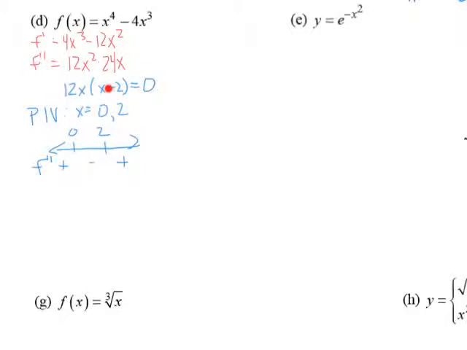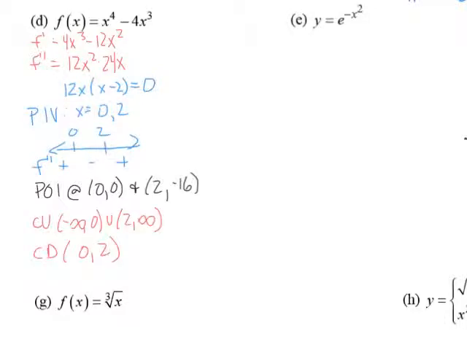Alright, so we took the derivative, second derivative, set it equal to 0, found our possible inflection values, ran through and found the sign of the second derivative in each of the given intervals. Then we identified our points of inflection and our concave up and concave down intervals.